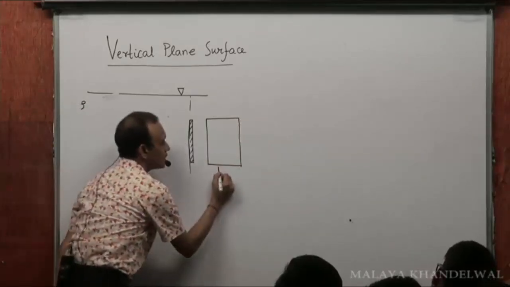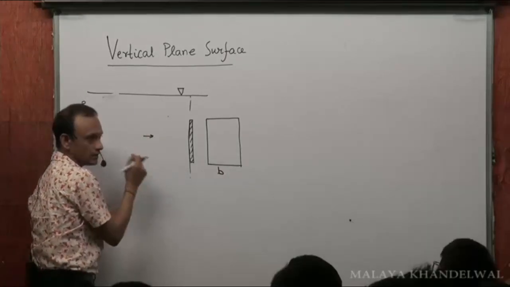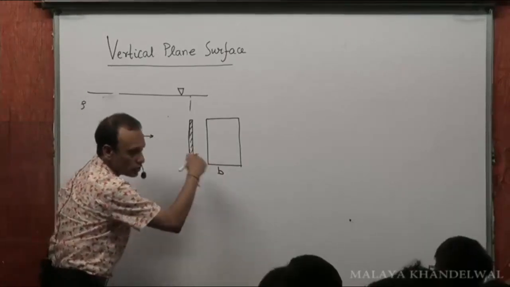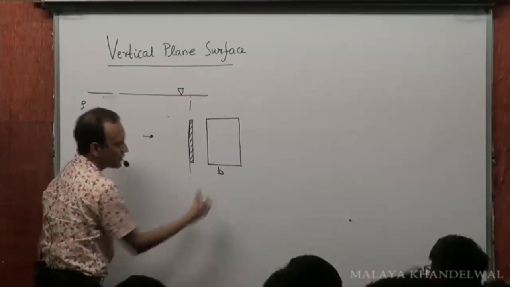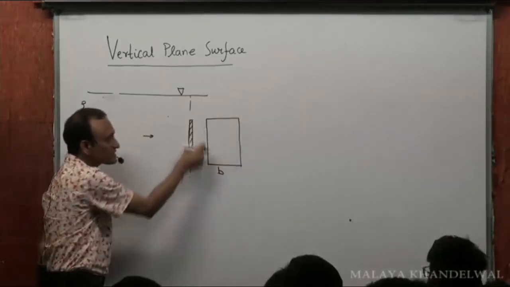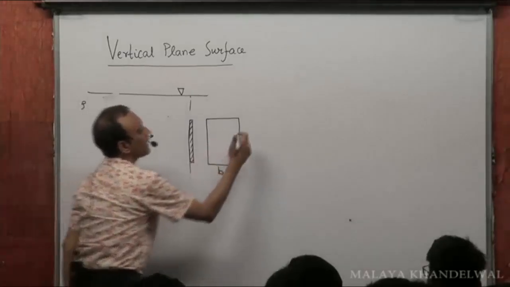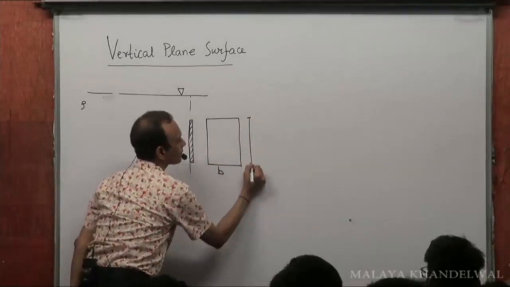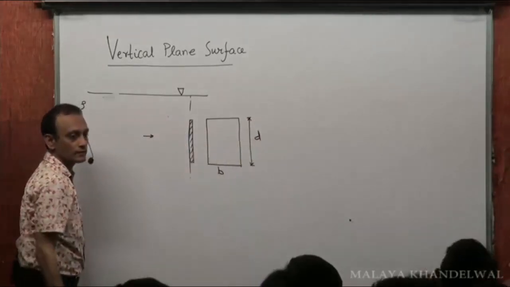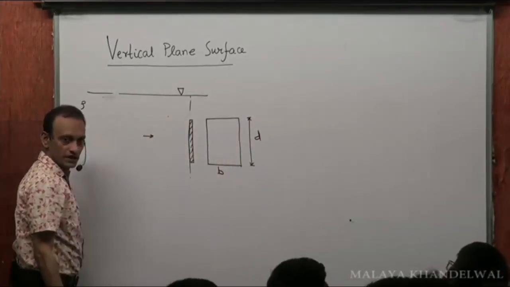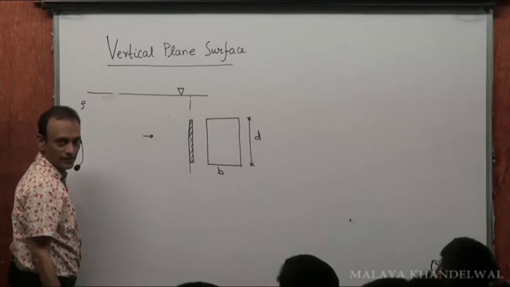You'll see a width B, right? That's going into the plane of the board. B is going into the plane of the board. This is this view. So B is going into the plane of the board, and this is like this thick, which is reflected here, right? And D is the depth, the other dimension of this rectangular uniform lamina.